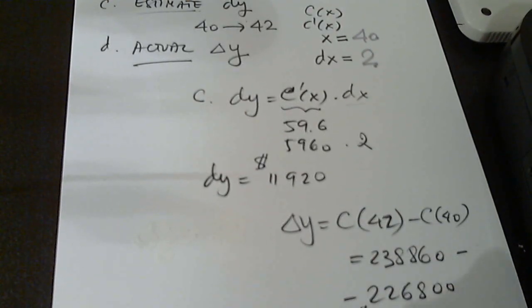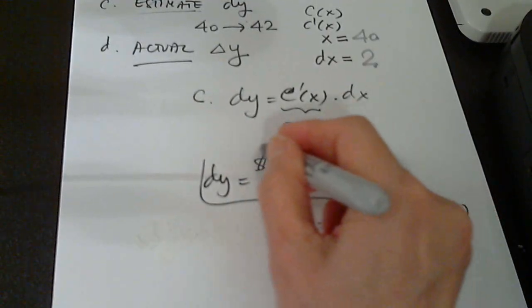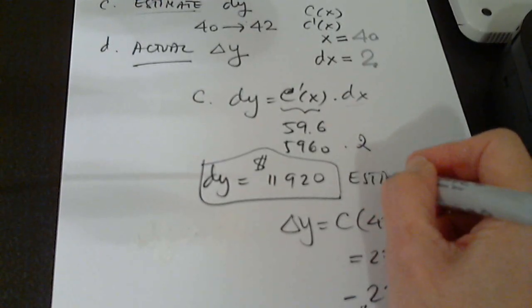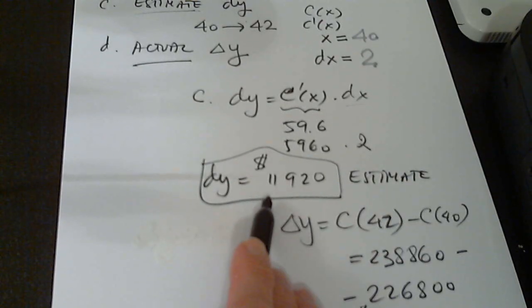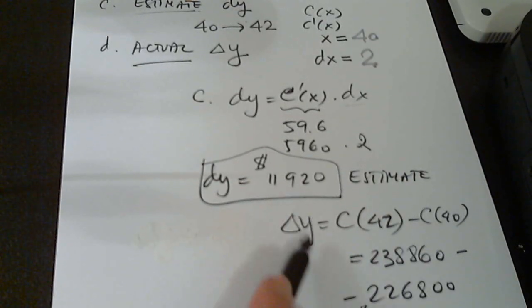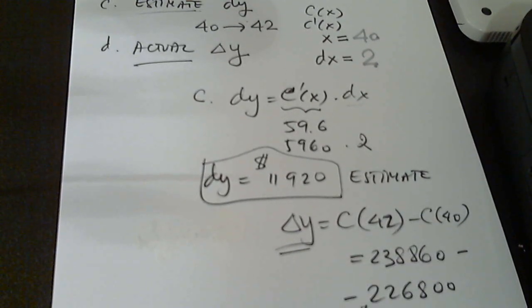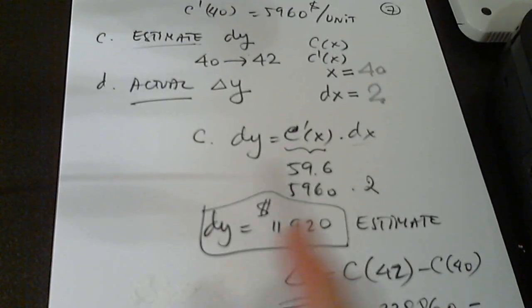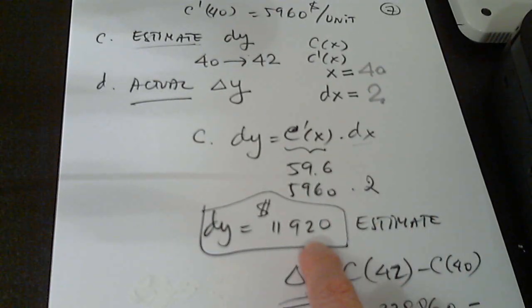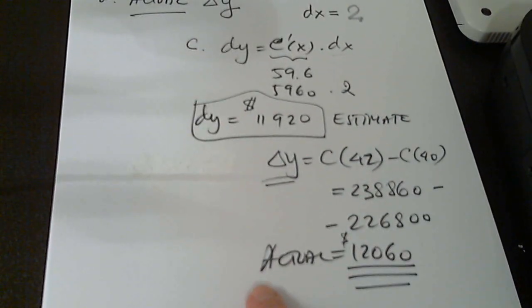This is the actual, and look at the approximate. This is the estimate, very close to 12,000. And this is the actual. So when we increase production from 40 to 42, the estimate of the increase is about 11,920, and the actual is 12,060. Any questions?